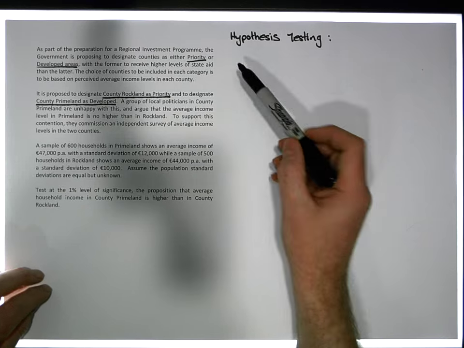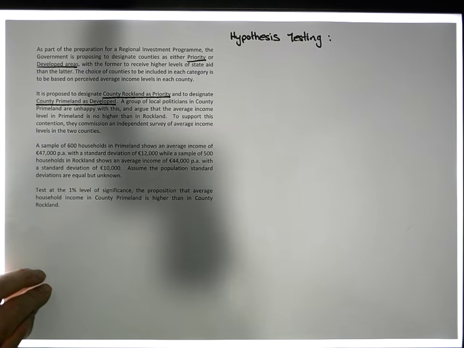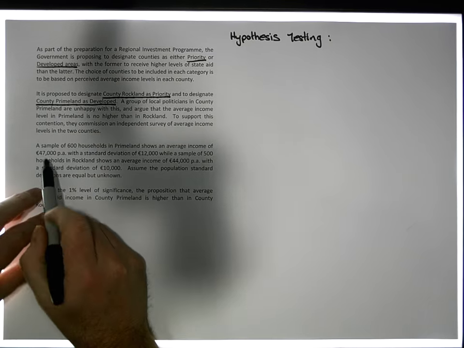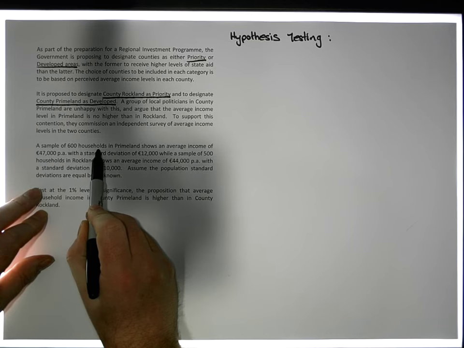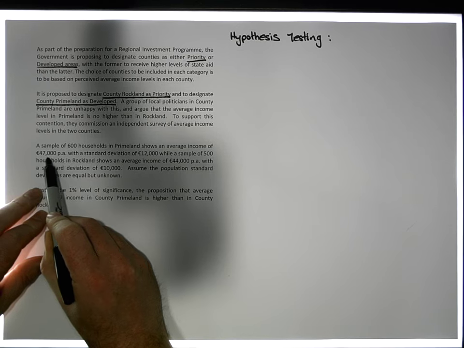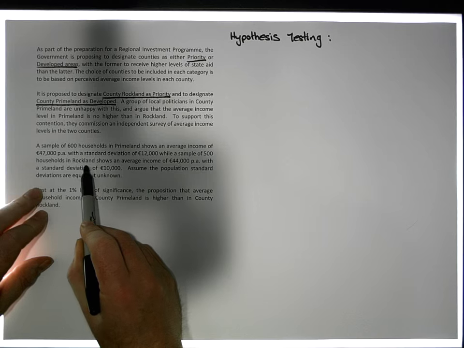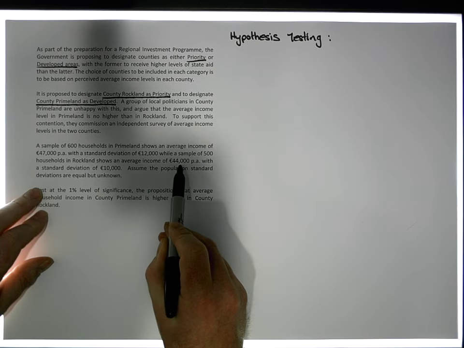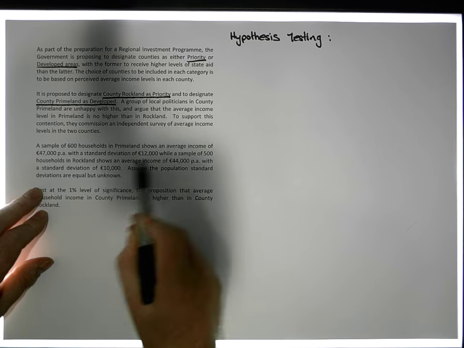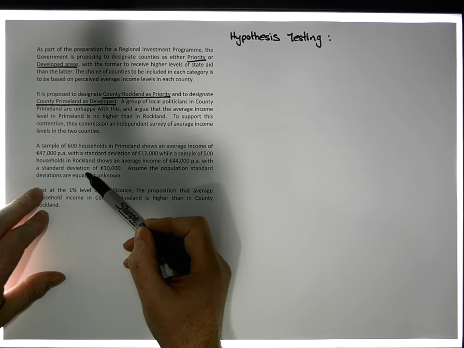What's really important when we're doing a hypothesis test is to try to extract as much information as possible with respect to the samples, the populations, and the hypothesis itself. So what we have here is a sample of 600 households in Primeland showing an average income of 47,000 per annum with a standard deviation of 12,000, while a sample of 500 households in Rockland shows an average income of 44,000 per annum with a standard deviation of 10,000.